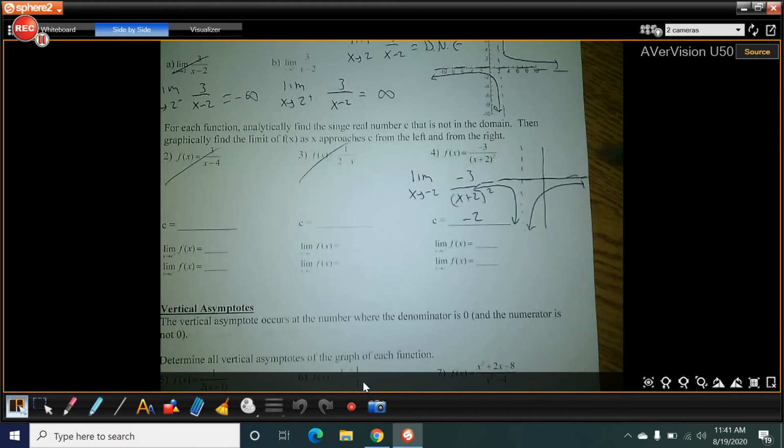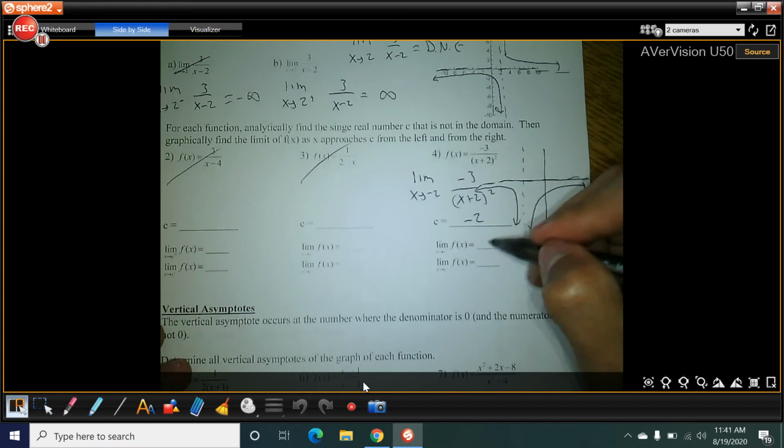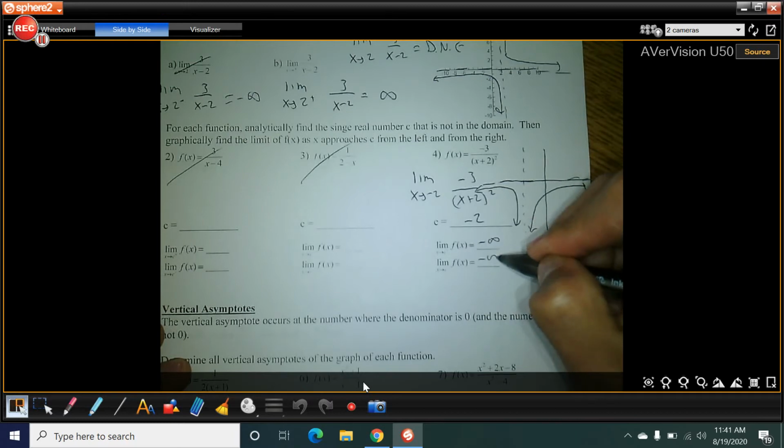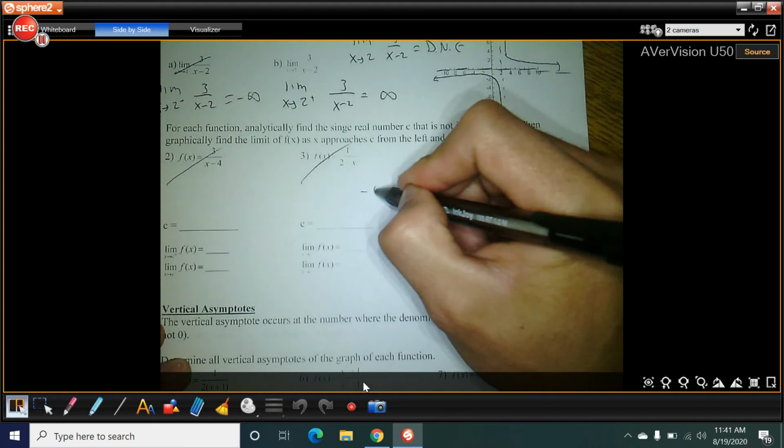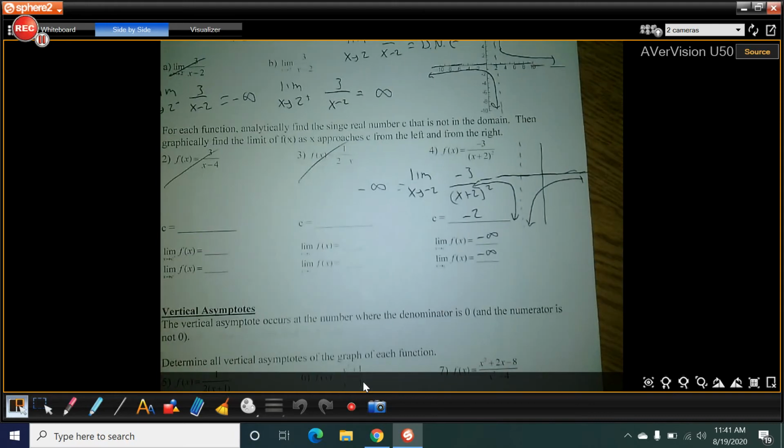So at this point, if the graph looks something like that, it's very simple to answer the question. Now, this is asking you what is the right-sided, what is the left-sided. So the right-sided and the left-sided are both negative infinity. Therefore, the answer for the overall limit should be negative infinity.